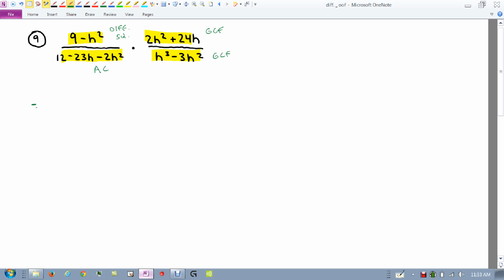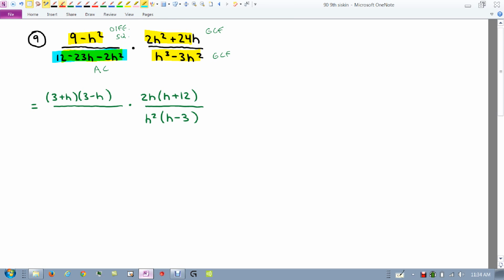Okay, equals. Top left, 3 plus h, 3 minus h. That's difference of squares. Bottom left, I'll work on that in a second. Top right, pull out a 2, pull out an h. Left with an h plus 12. Bottom right, pull out an h squared, left with an h minus 3. Now, this bottom left, let's work that out.